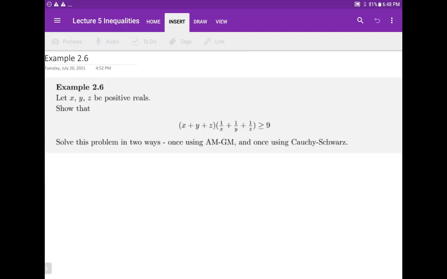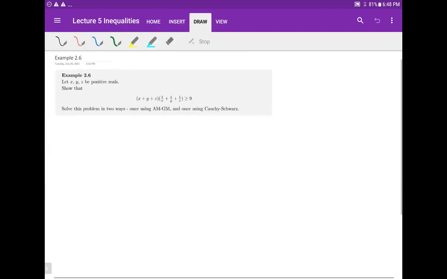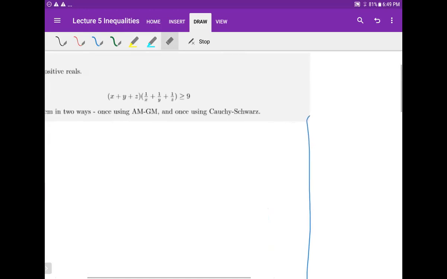All right, so let's split the screen into two sections. One section here will be AMGM. Let's do AMGM first.